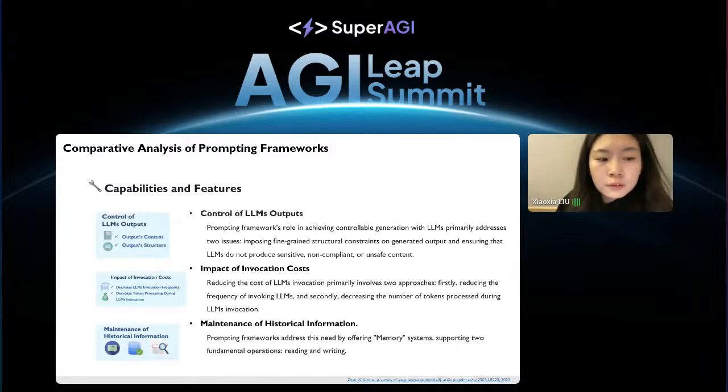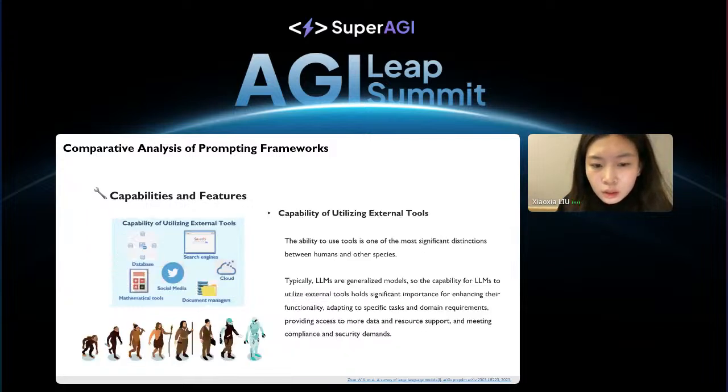Next are control of LLMs output and impact of calling costs. And the last one is maintenance of historical information. So last but not least is the capability of utilizing external tools. The ability to use tools is one of the most significant distinctions between humans and other species. Typical LLMs are generalized models, so the capability for LLMs to utilize external tools holds significant importance for enhancing their functionalities, adapting to specific tasks and domain requirements, providing access to more data and resource support, and meeting compliance and security demands.